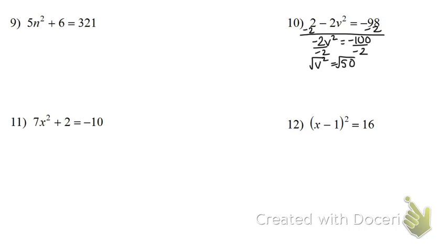Square root both sides, and v equals plus or minus the square root of 50. But 50 can be broken down. 50 can be changed into 25 times 2. And the square root of 25 is 5. So that comes out of the radical. So my final answer is that v equals plus or minus 5 root 2. Or again, positive 5 root 2 and negative 5 root 2.